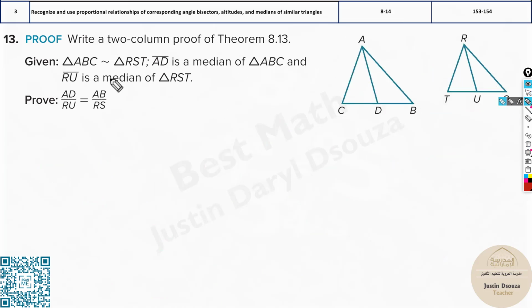What do we have to prove here? Triangle ABC is similar to RST, that's given. AD is a median. Median means these both are equal to each other, okay? And then RU is the median. Over here they have told us the same thing, and the whole triangles are similar to each other. Then what we have to prove is AD, this median line, divided by RU will be equal to AB.